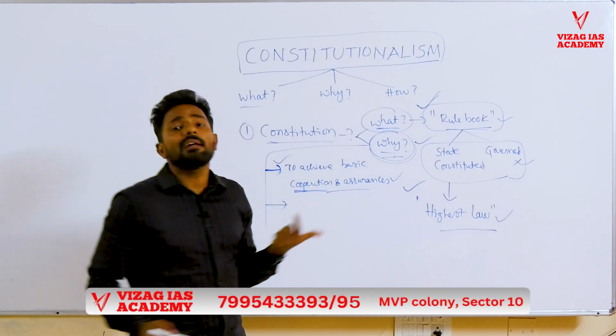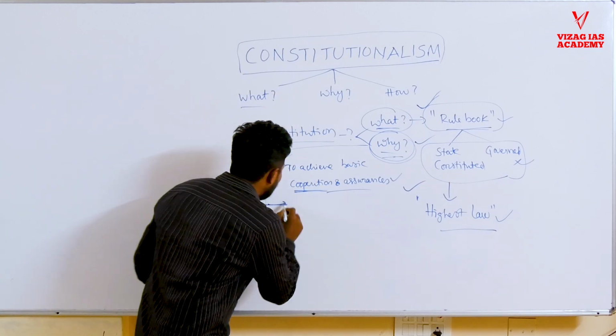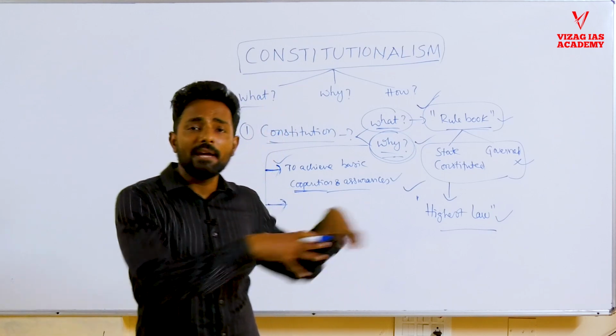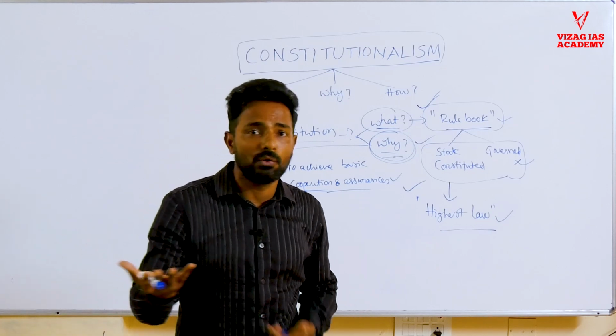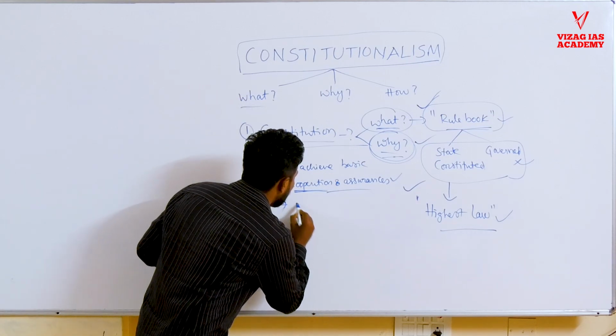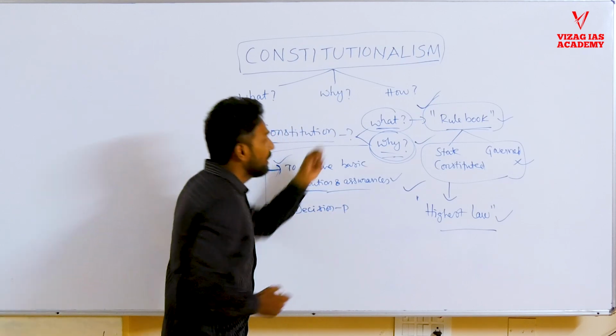Then what kind of rules should be there, and who will decide those rules? Because as a group, I want certain rules, you want some other rules, but there should be some sort of consensus. So the decision making is the second point.